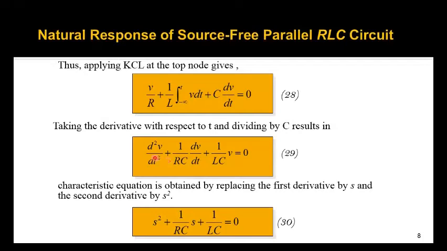Since this is a second order circuit, we want to replace the derivatives. This one is the first derivative, dv over dt, and this one is the second derivative. Comparing these two, you substitute the second derivative by s squared and the first derivative by s, so you get equation 30.